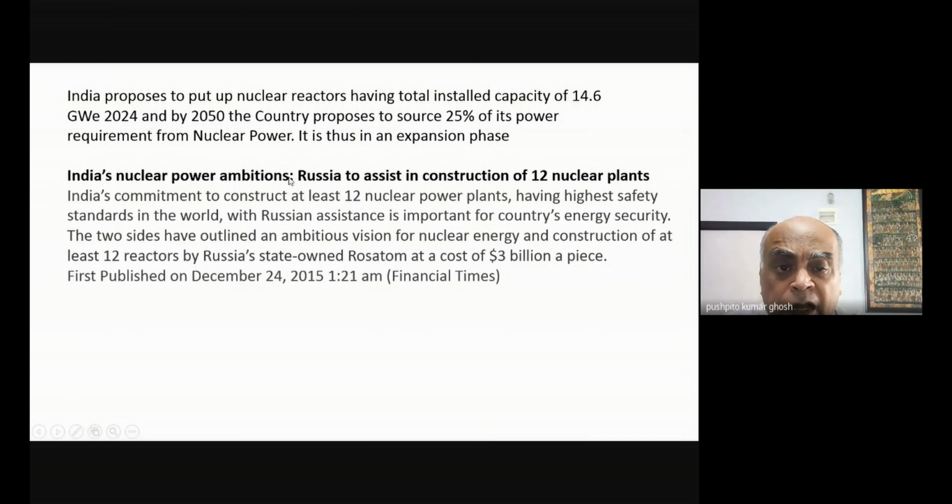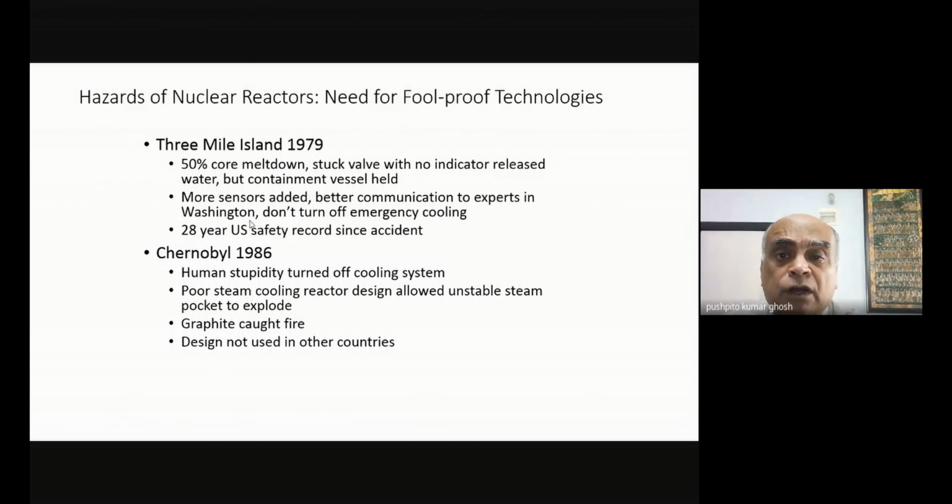And India has had a very, very strong relationship, for example, with Russia. Russia is actually constructing a lot of our nuclear power plants in our country. So there's a lot of cooperation and collaboration which takes place in this area. Okay. Now let's look at the hazards.